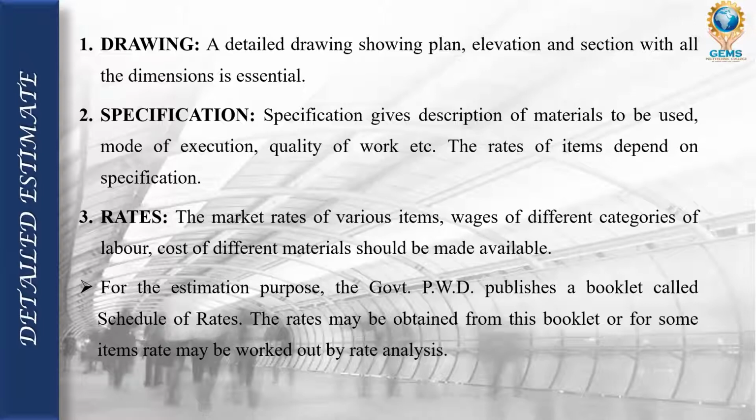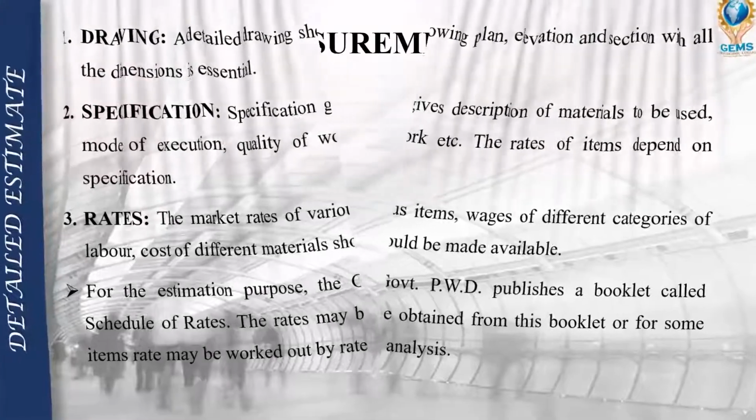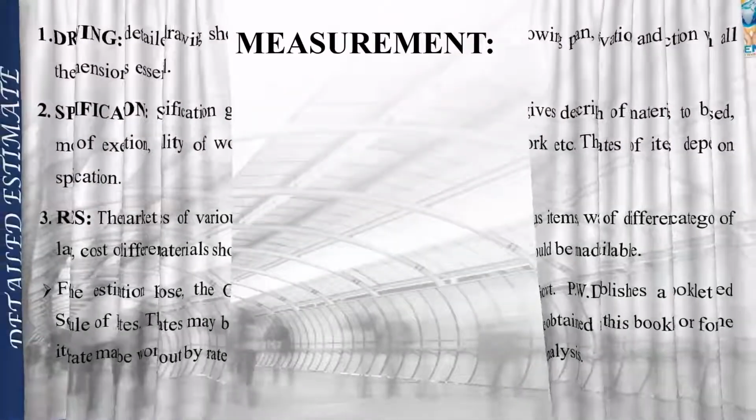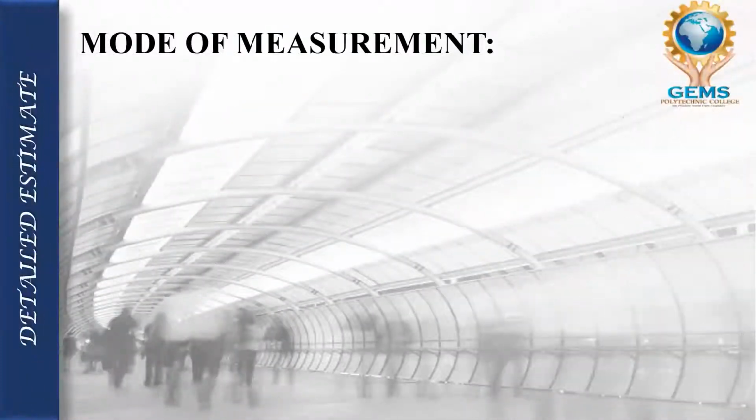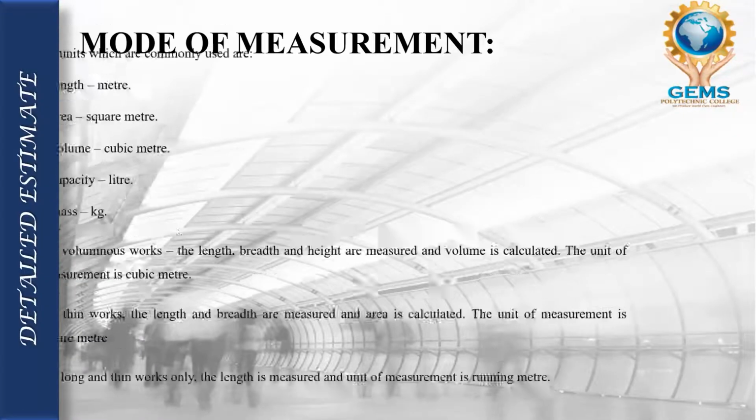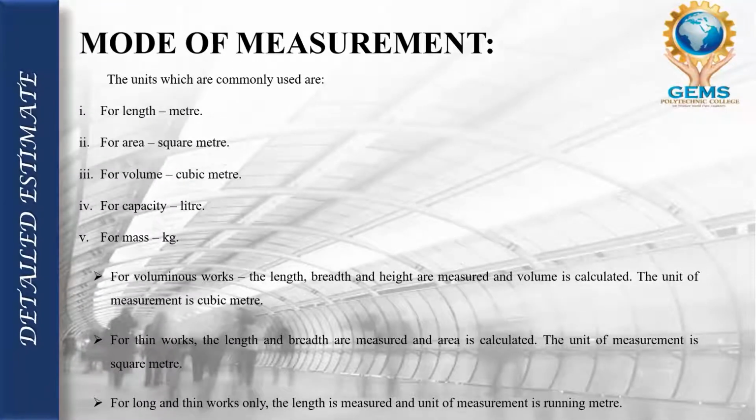Then the fourth one is mode of measurement. Mode of measurement means the unit in which we are going to measure. The units commonly used are: for length, meter is the unit; for area, square meter; for volume, cubic meter; for capacity, liter; for mass, kg. This is the mode of measurement, in which mode we are going to do the detailed estimation.